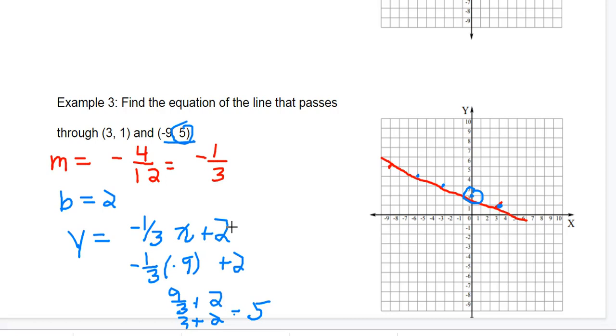That's how you're going to write the equation of a line given two points. I showed it to you graphically. If you want to learn how to do it algebraically, I do have an alternate video for that. Just see me in class and I'll be happy to share it with you.